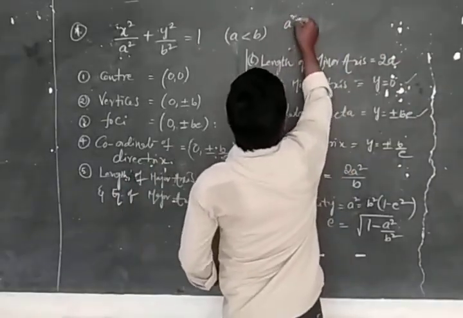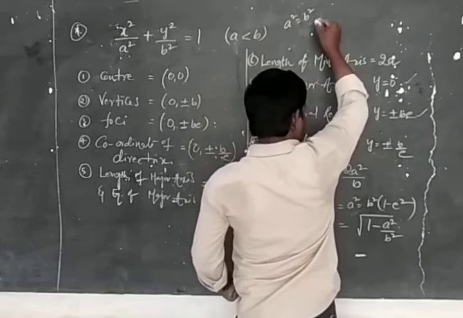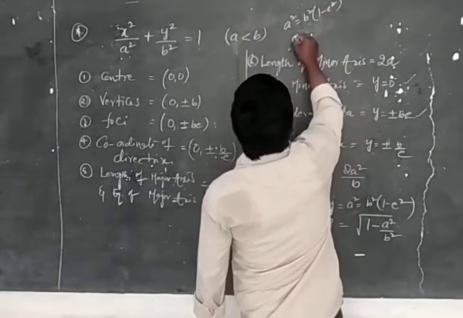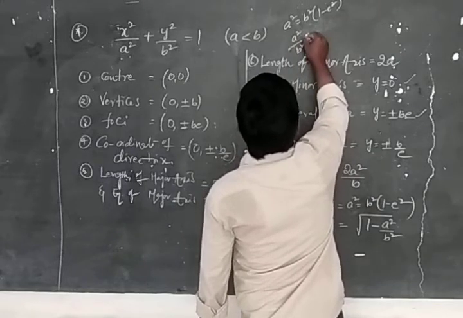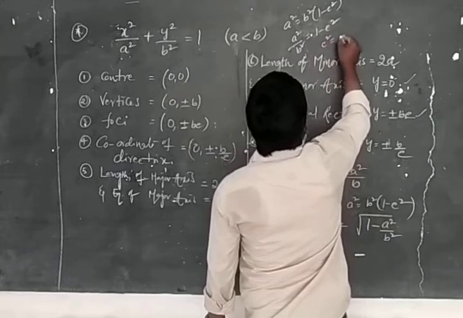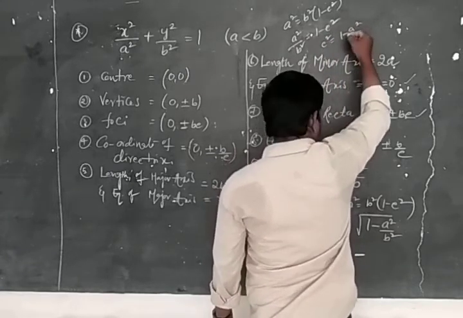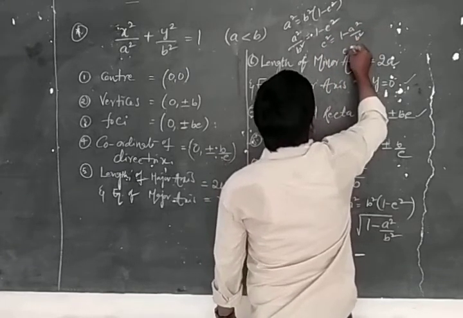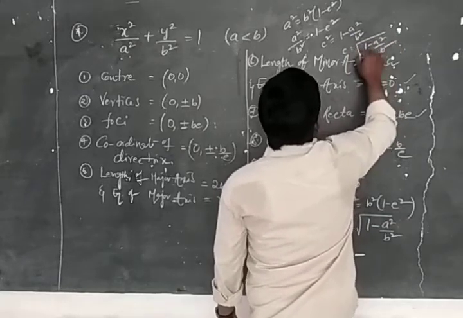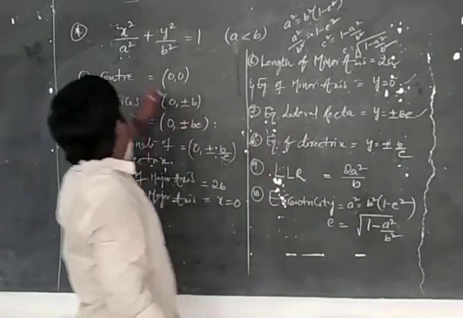Here a square equal to b square into 1 minus e square. Now a square by b square equal to 1 minus e square. I need e. So e square equal to 1 minus a square by b square, and e equal to root of 1 minus a square by b square.